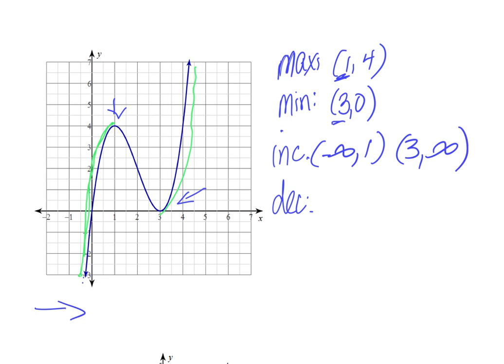Okay. And then for decreasing, it's only decreasing in one spot. It's decreasing from here, from the maximum to the min. So we just take the x values of each of those, from the max to the min. It has to be in that order. So make sure you do it in that order.